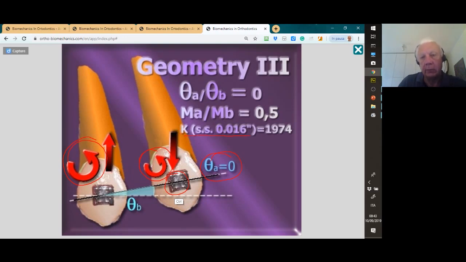Since the key value here is reduced, and it's about 2/3 of what was in geometry 1, this means that the moment here is also reduced. The sum of the two moments is reduced, and so are the forces. So again, geometry 3: the ratio between the angles is 0, the ratio between the moments is 0.5, the moments always go in the same direction, forces are reduced, and the rigidity is reduced compared to geometry 1 and geometry 2.